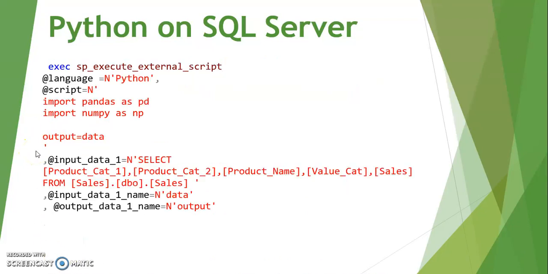Okay, in the next slide we can see an example. The first thing is to inform that we are going to execute an external script. Then here I mentioned that my language is Python, and then my Python script, and then the input from the SQL table statement, and the alias for this input data set, and the output.